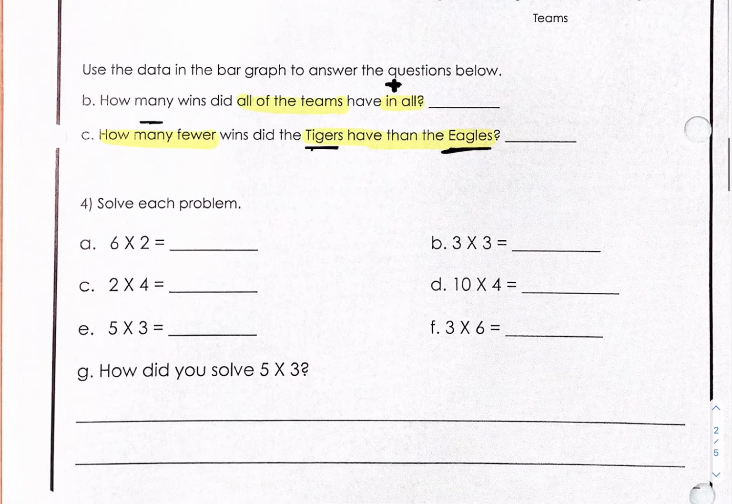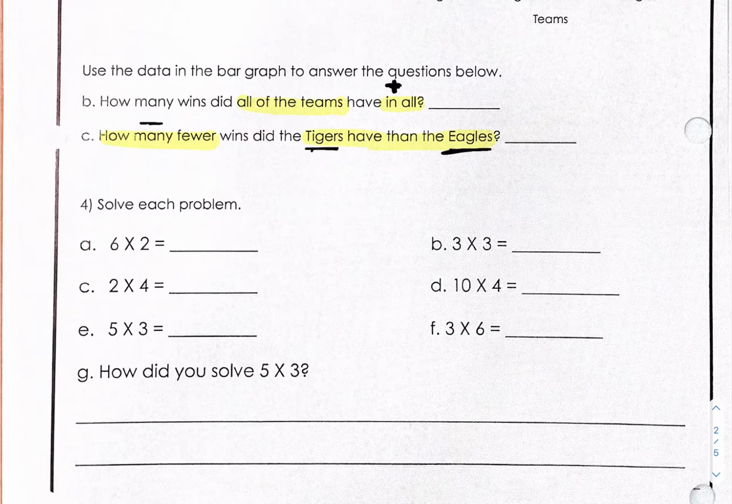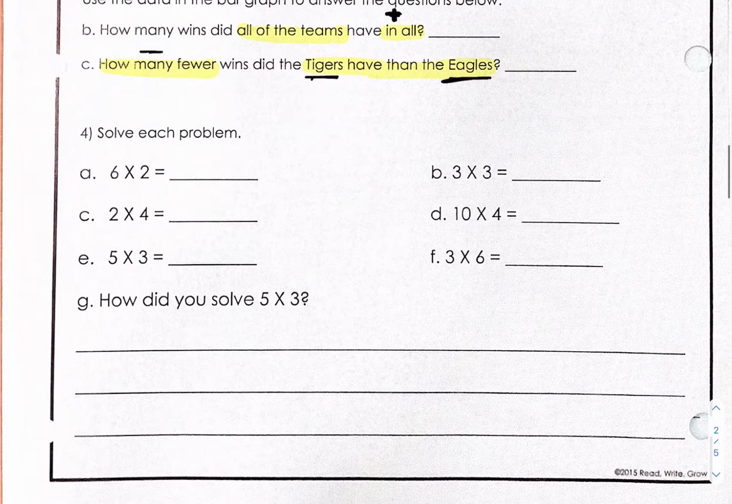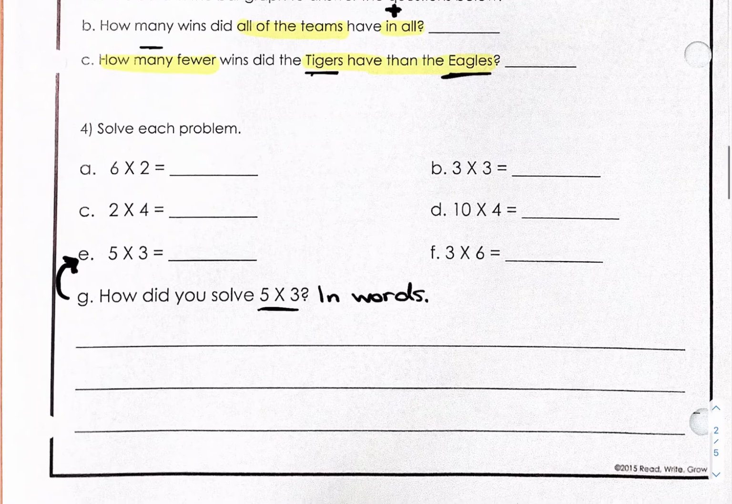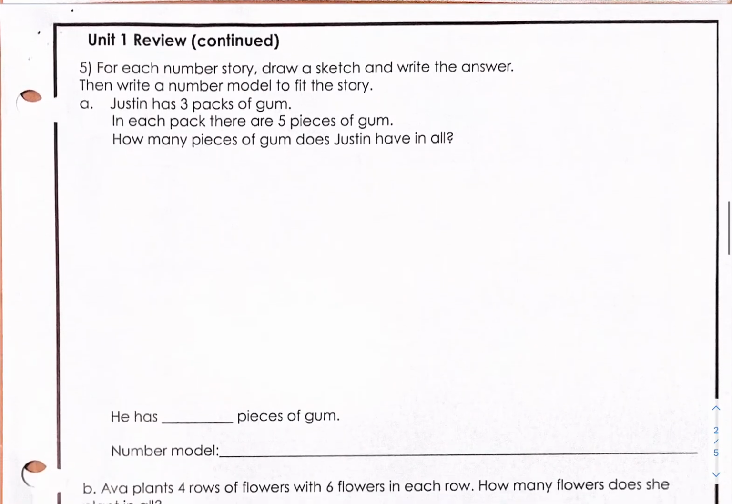Moving on to number 4, we have some simple multiplication problems here. So you're just writing the answers to all of those. And then G, you need to explain in words how you solved 5 times 3. How did you solve for 5 times 3? Let's move on to the next page, number 5.